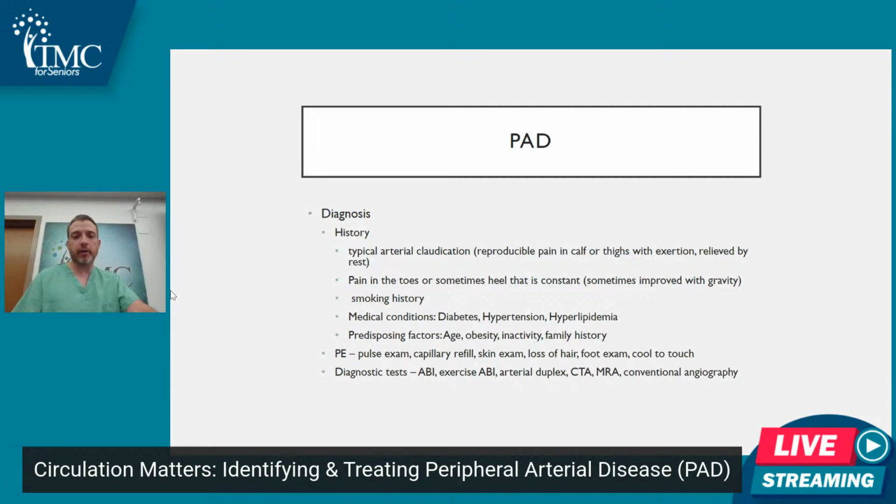Like we talked about earlier, the arterial claudication is that reproducible pain in the calf or thighs with exertion, and it's relieved by rest. Rest pain, where we talk about pain in the toes or the heel, is more of a constant thing, usually worse when people are sleeping because they typically have their legs up.